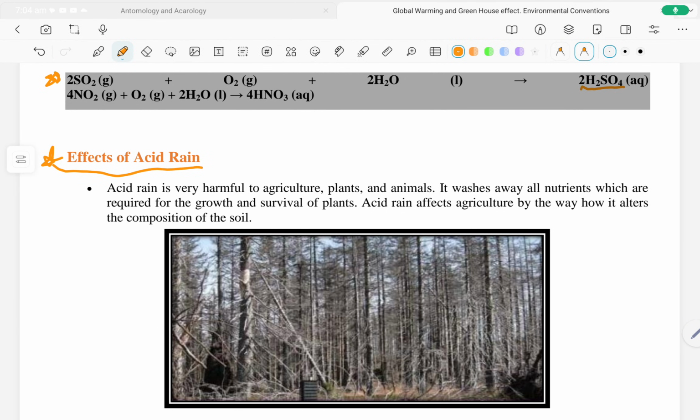Effect of acid rain. Acid rain is very harmful to agriculture, plants and animals. It washes away all the nutrients which are required for the growth and survival of plants. Acid rain affects agriculture by altering the components of the soil.